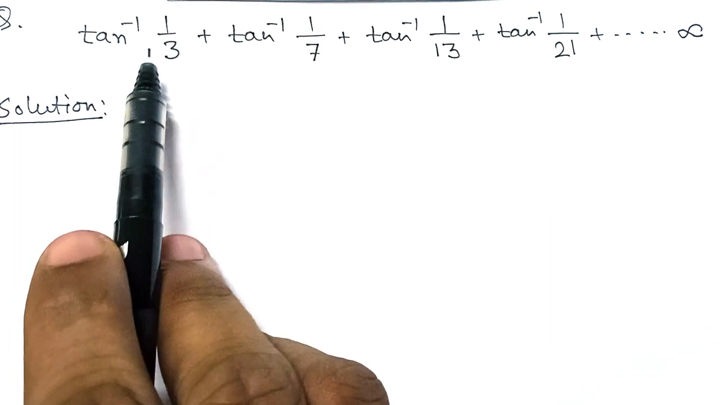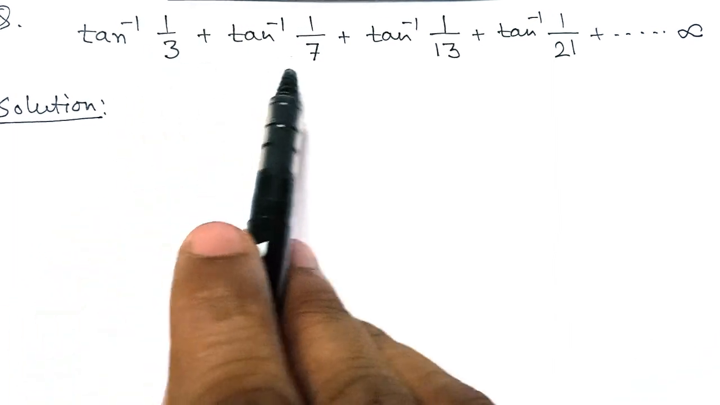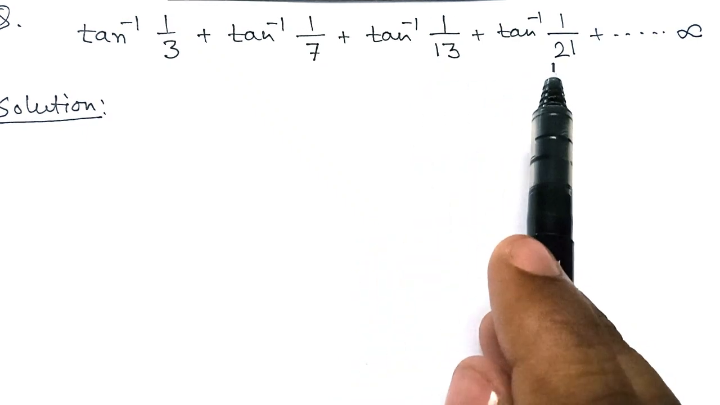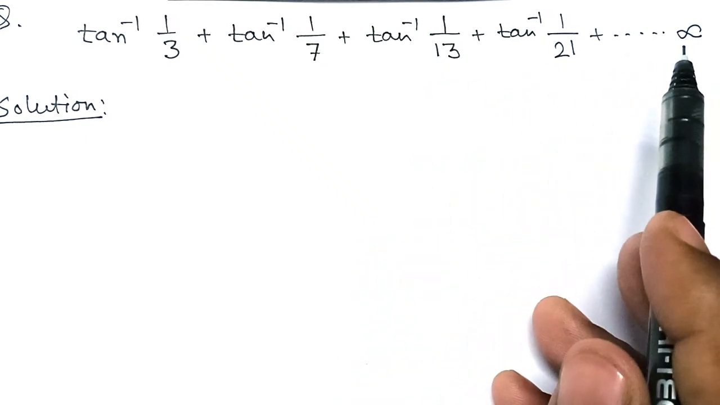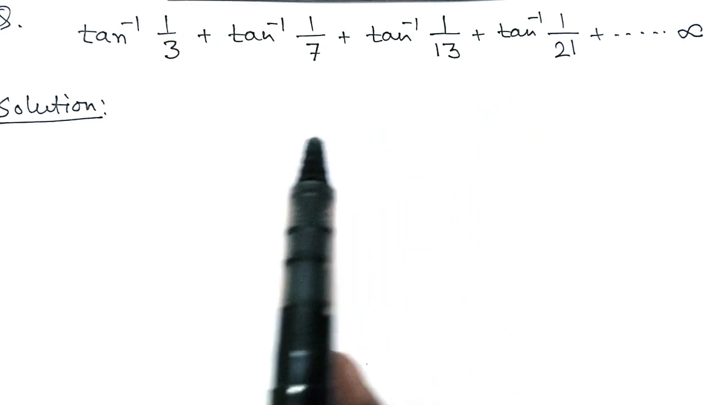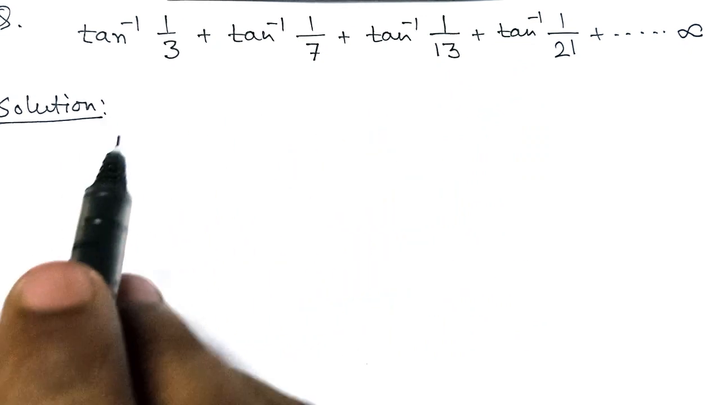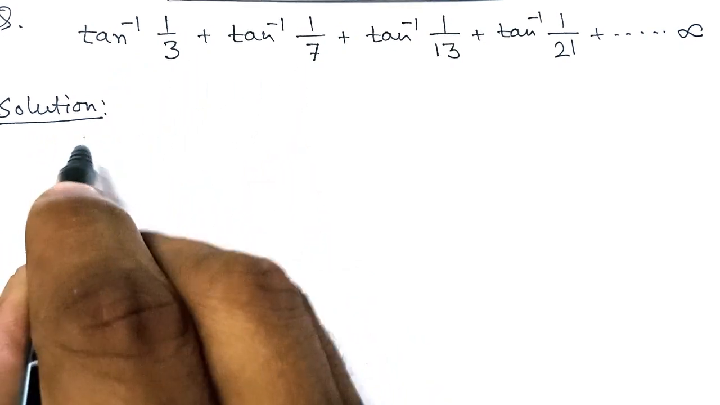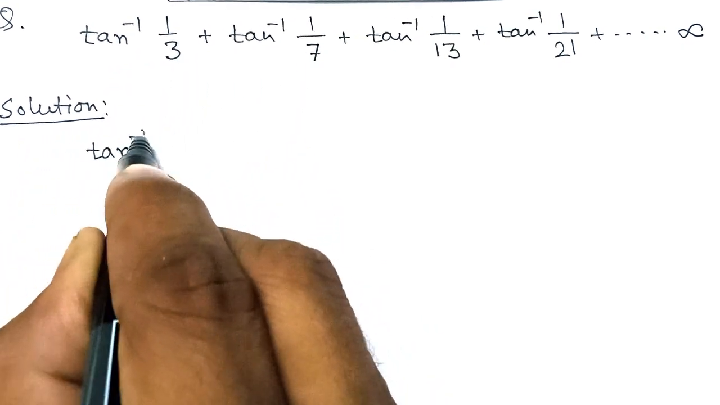which states that tan inverse 1 by 3 plus tan inverse 1 by 7 plus tan inverse 1 by 13 plus tan inverse 1 by 21, continue to infinity, and its value we have to find out. So let us now rewrite these terms as required for the solution.